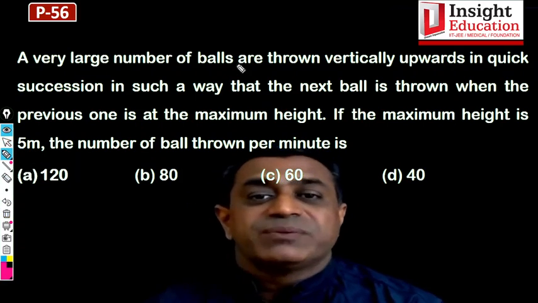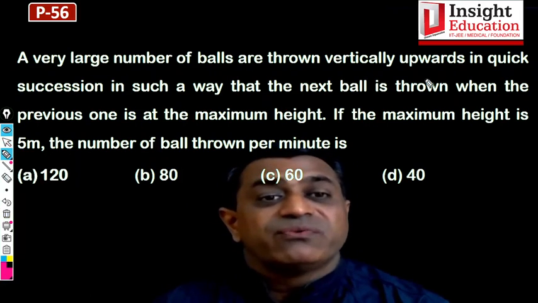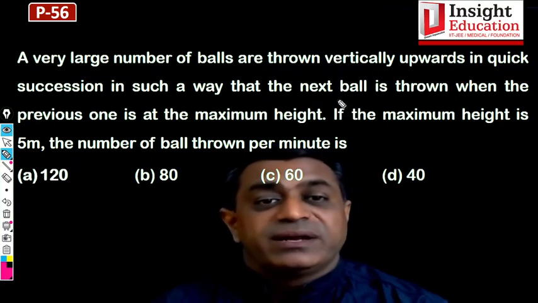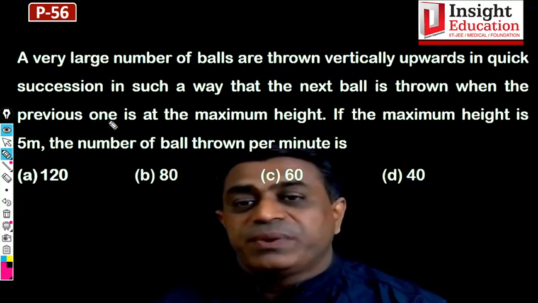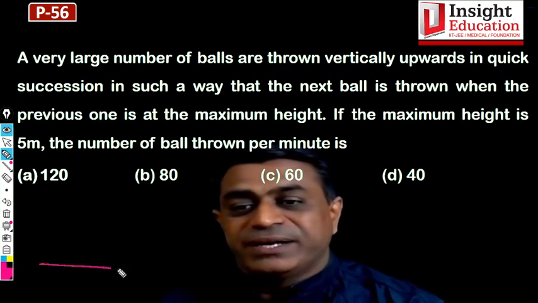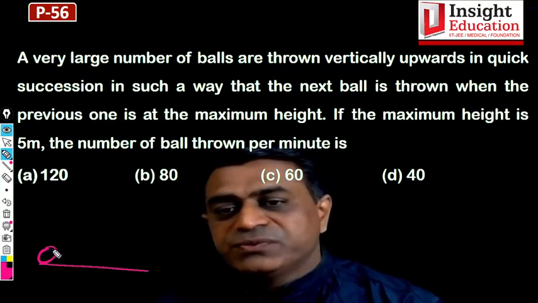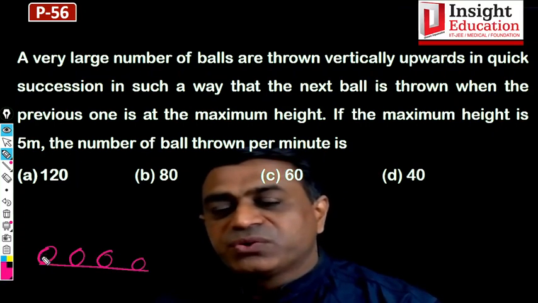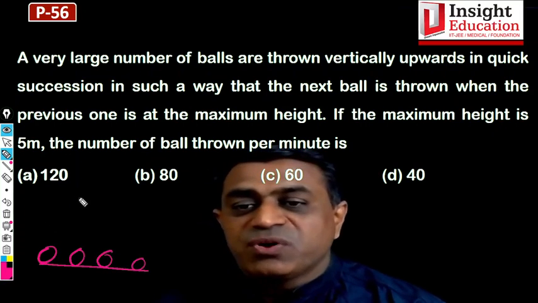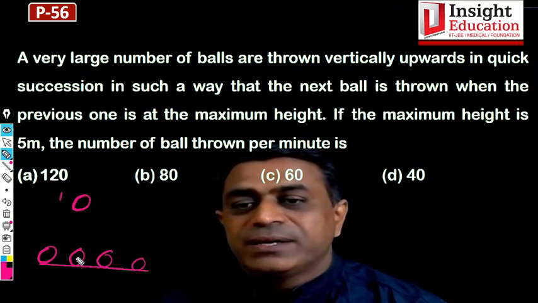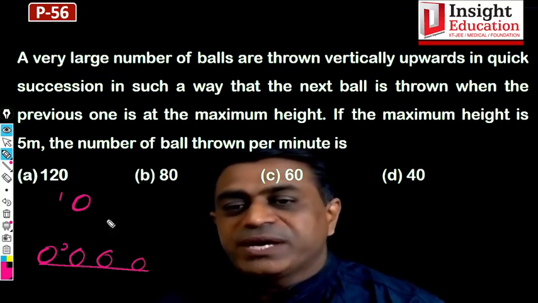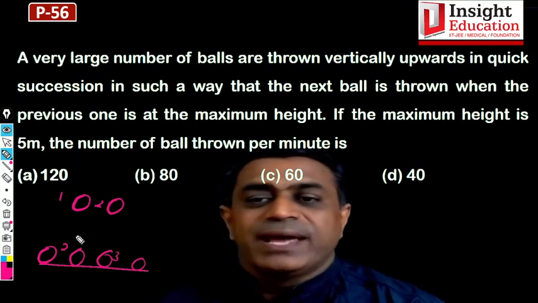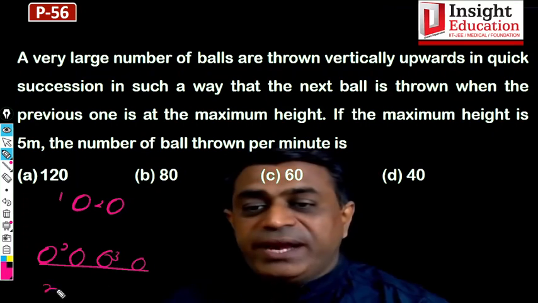A very large number of balls are thrown vertically upwards in quick succession in such a way that the next ball is thrown when the previous one is at the maximum height. So now suppose first, second, third, fourth. When we throw the first ball and it reaches the maximum height, the second will be thrown. When the second ball reaches the maximum height, the third ball will be thrown, like this. So we can throw n number of balls.